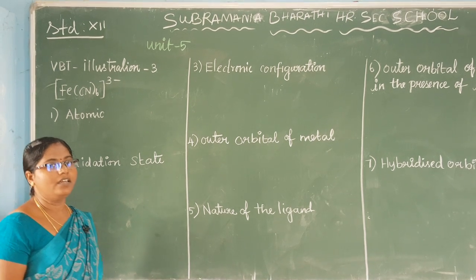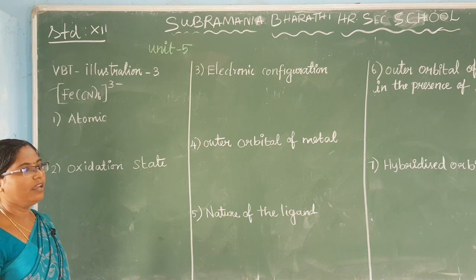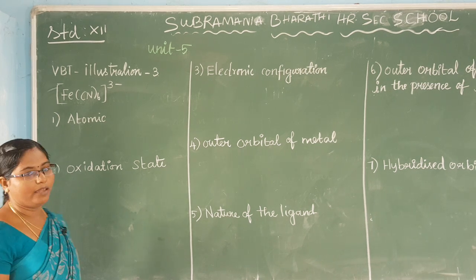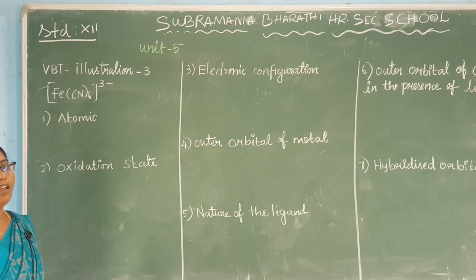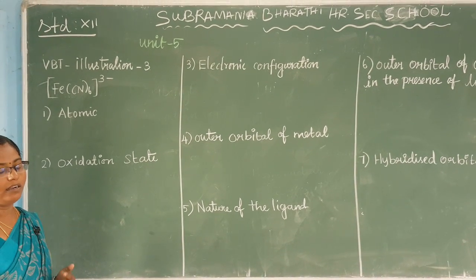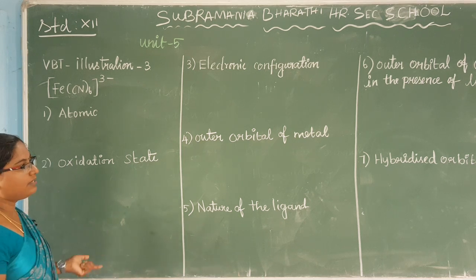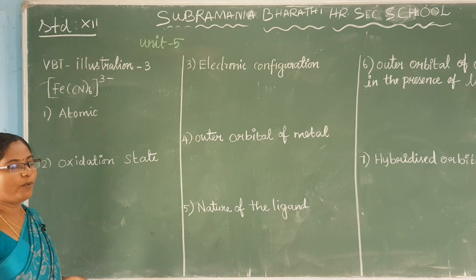Hi students, 12th standard chemistry, unit 5 coordination chemistry. In this session I am going to teach you the example for valence bond theory. Already we have seen what is valence bond theory and its postulates. In this video I am going to give the example for valence bond theory.